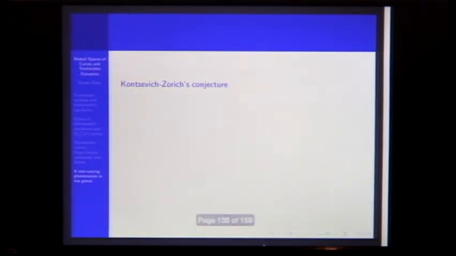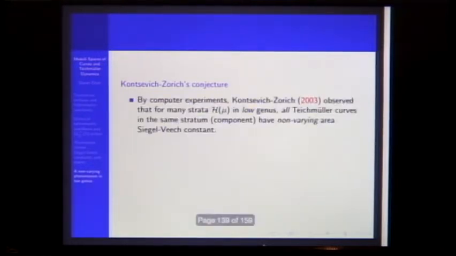OK, finally, I will just mention one last application out of this. I call it the Kontsevich and Zorich conjecture. Well, about 10 years ago, as I told you, if the degree and the genus are small, you can write down some concrete examples of Teichmüller curves coming from this branched cover construction. You can enumerate the behavior of those dynamical quantities, or those Hurwitz numbers. So they ran this computer experiment, and they observed the following interesting phenomenon. This is a low genus behavior. I will tell you how low the genus has to be.